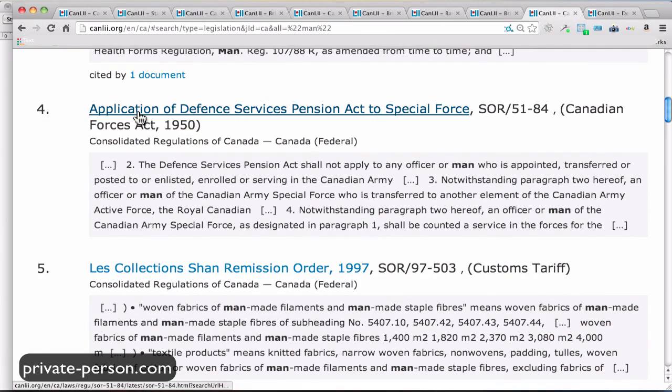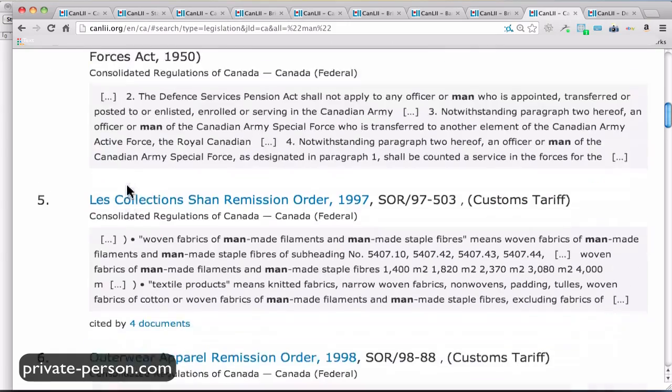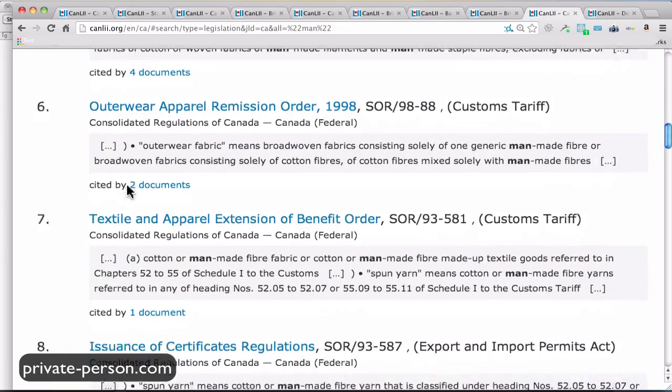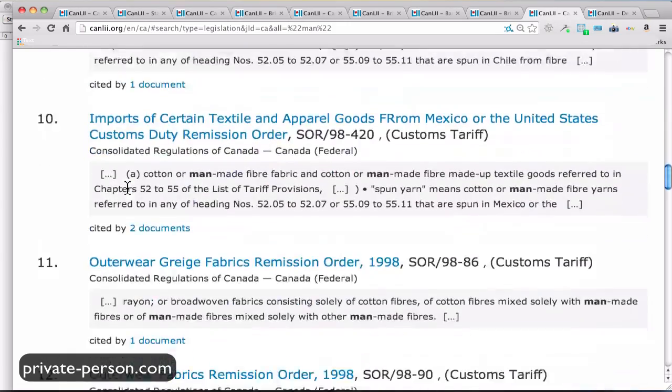Here we go. Application of Defense Services Pension Act to the Special Force. The Defense Services Pension Act shall not apply to any officer or man who is appointed. Officer or man. That's an interesting use of it. Man-made we can ignore. Let's see.